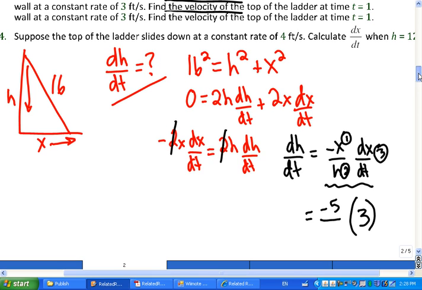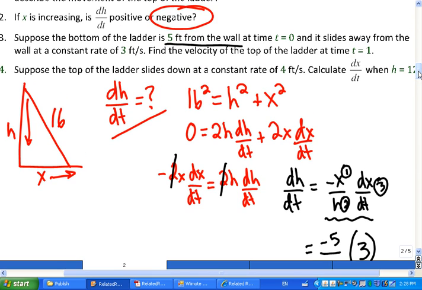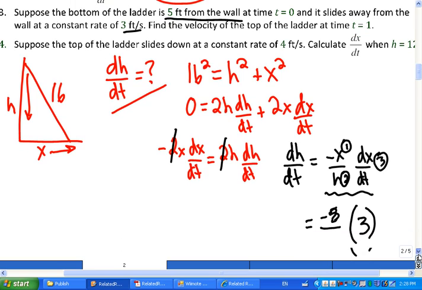Okay, so it made sense to me. It's 5 feet, and then we're moving away from the wall at 3 feet per second. So that means it's gone from 5. 1 second later, it will be 8. So the x value here should actually be an 8. It started here, and it just moved 3 more feet. So it was at 5, it's now at 8.